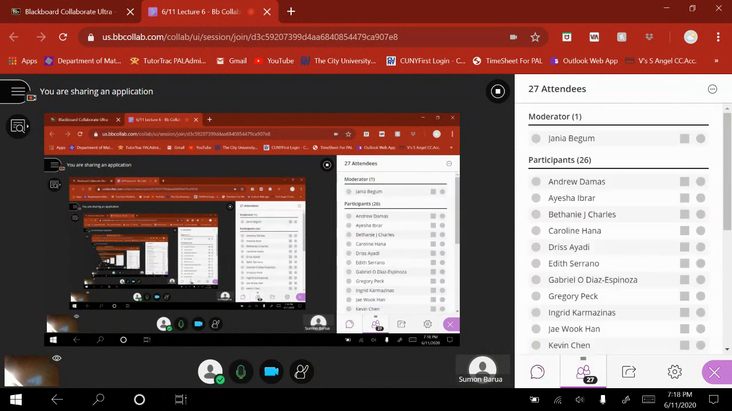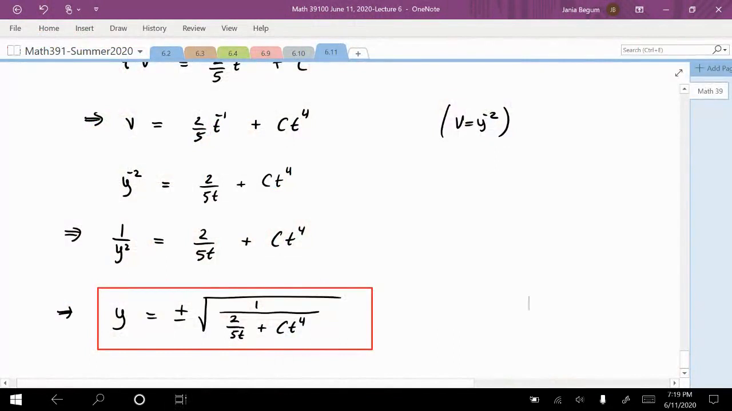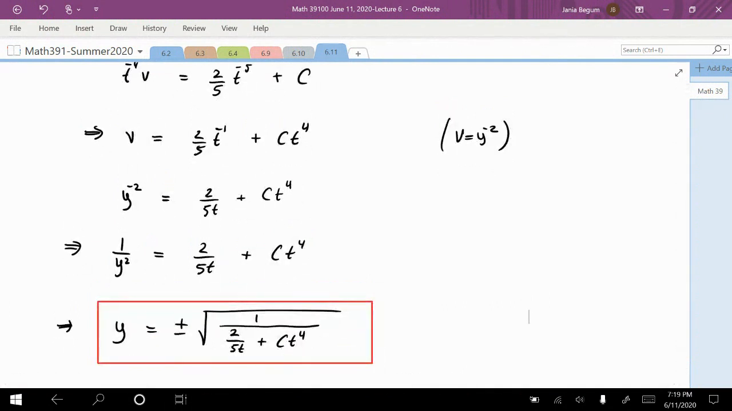Okay, so any questions, guys? Any questions on these 3 types of equation that you might encounter for section 2.9? So yeah, that's 2.9.